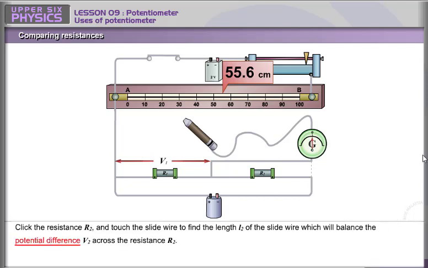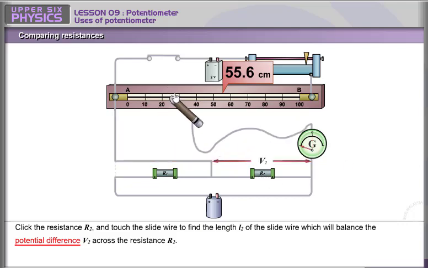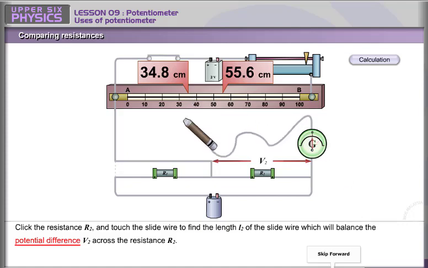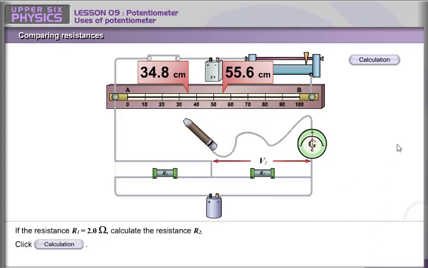Click the resistance R2 and touch the slide wire to find the length L2 of the slide wire, which will balance the potential difference V2 across the resistance R2. If the resistance R1 equals 2.0 ohm, calculate the resistance R2. Click the calculation button.